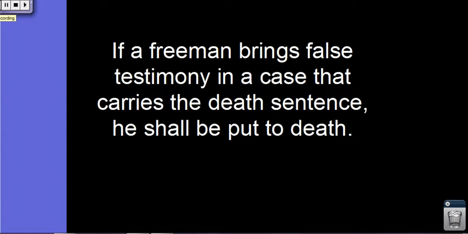Remember, there were over 200, so we're certainly not going to sit here and read all of them. We're just going to read a few. This law says, if a free man brings false witness in a case that carries the death sentence, then he shall be put to death. Now, I want you to think about that for a minute. If a free man accuses another man of doing something so bad that the punishment for that crime would be the death sentence, and you find out that the man that accused him had false testimony or he lied about it, then that man that accused him and lied, he's the one that will be put to death.